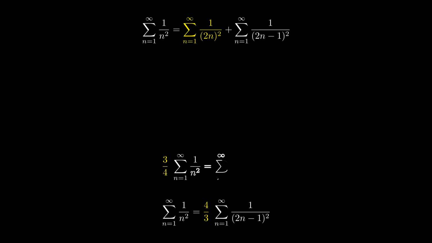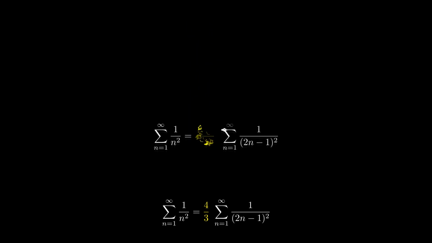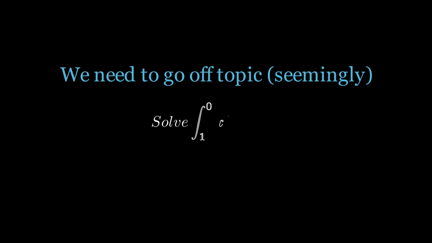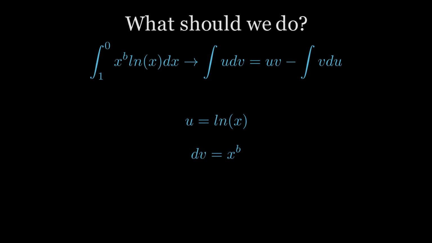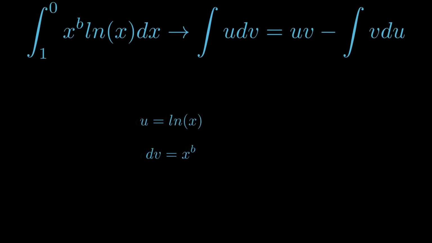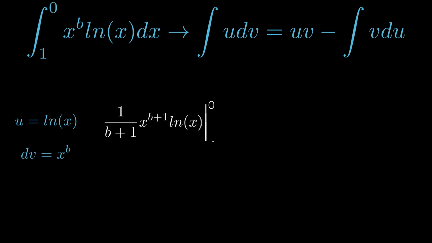Let me unwrite some stuff and, you know, do that fancy animation, because I thought that would be a smart idea. We need to go off topic. So let's solve this integral. From 1 to 0, x to the power of b times the natural log of x dx, using the classic integration formula. Here, I will let this animation play through. Basically, if you understand how this integration formula works, you'll know what's going on.